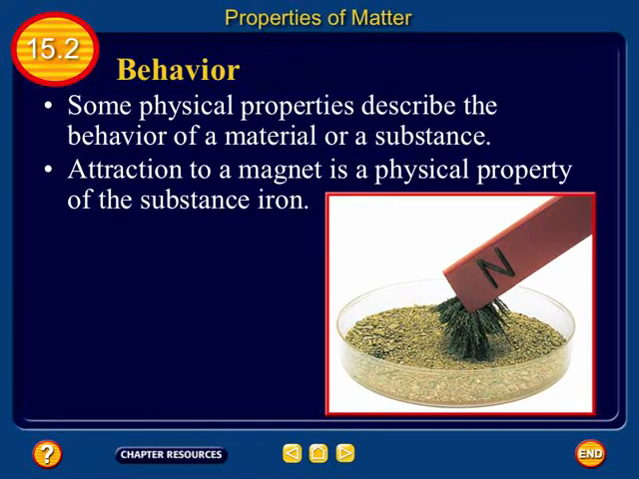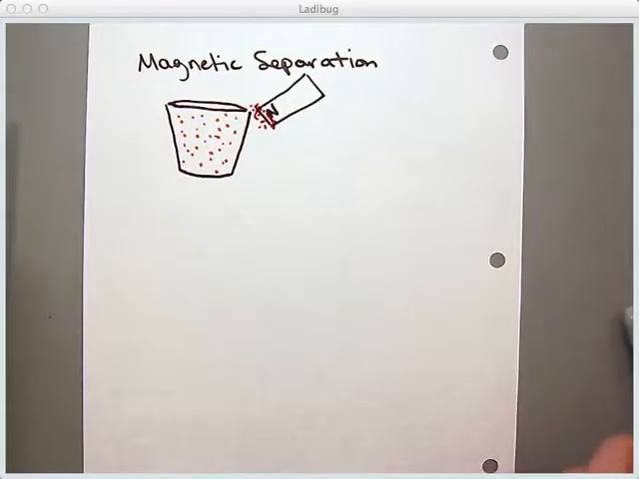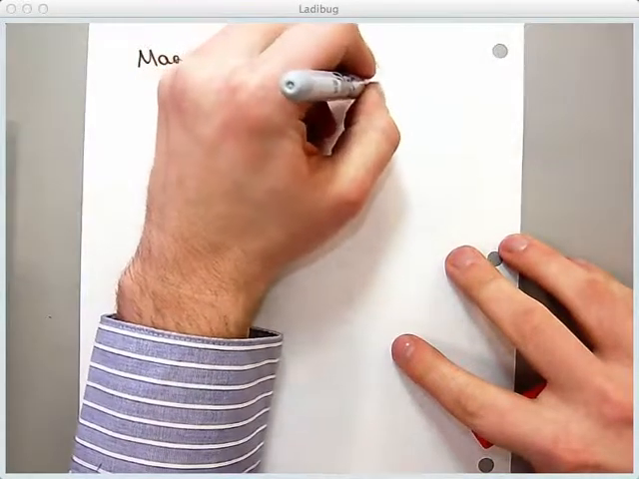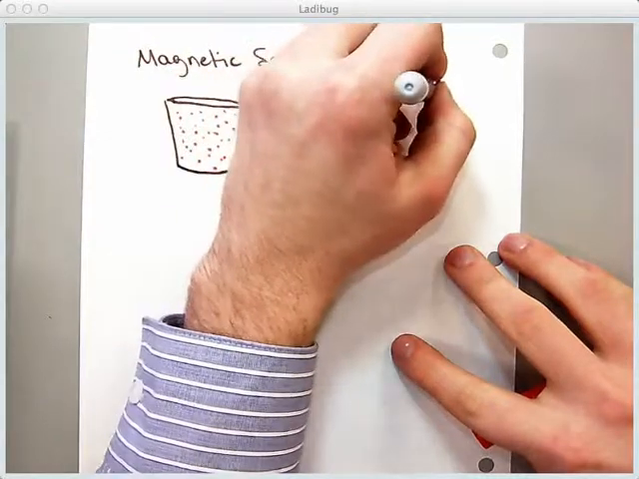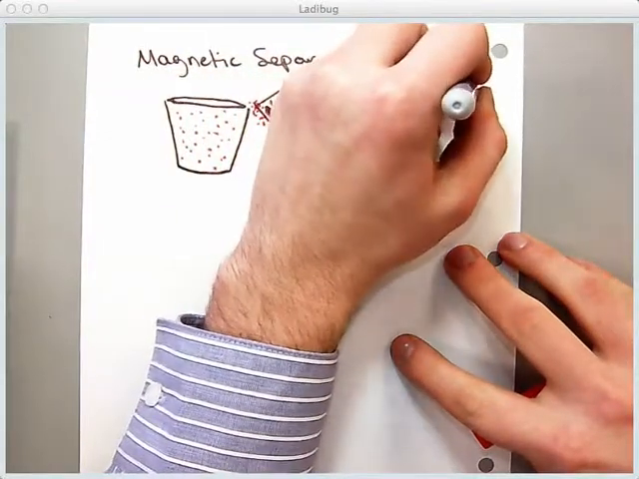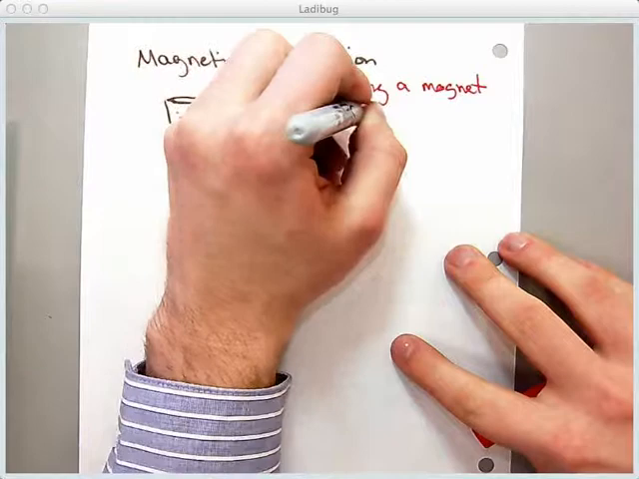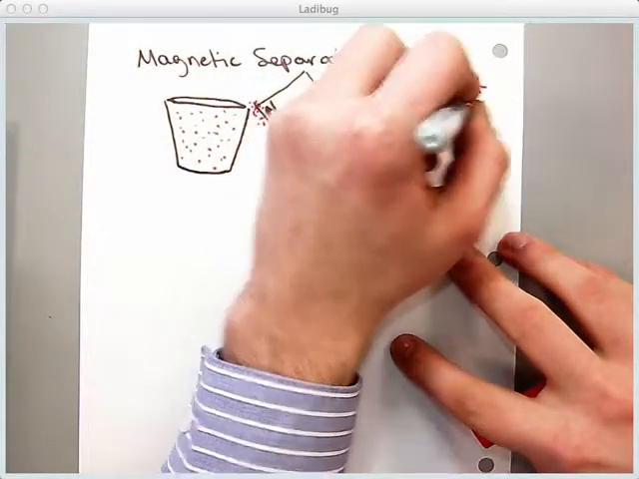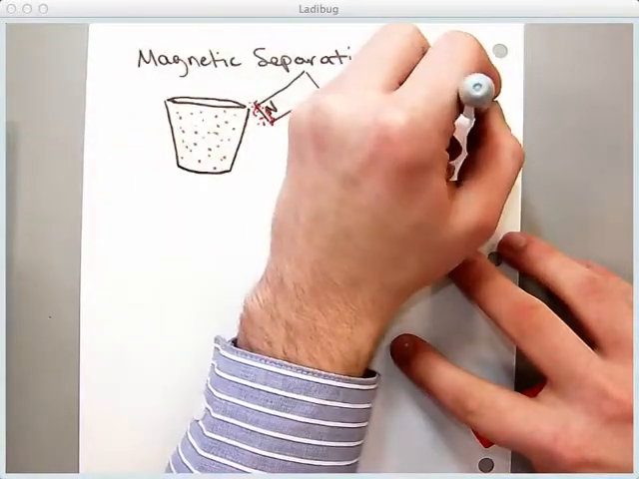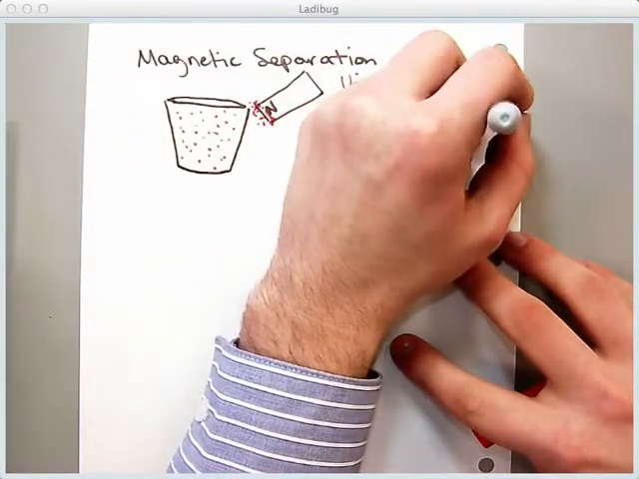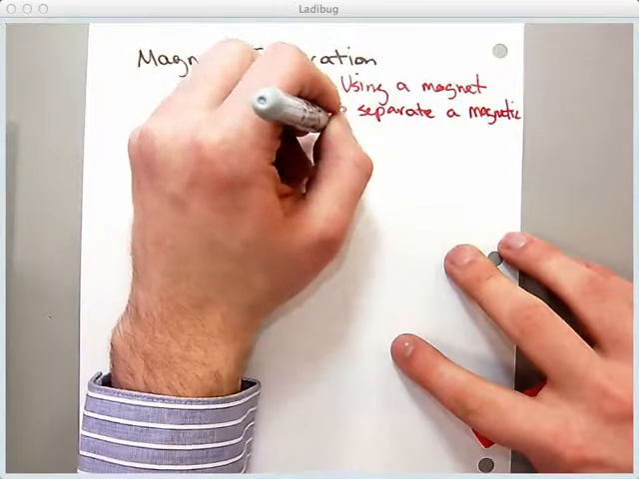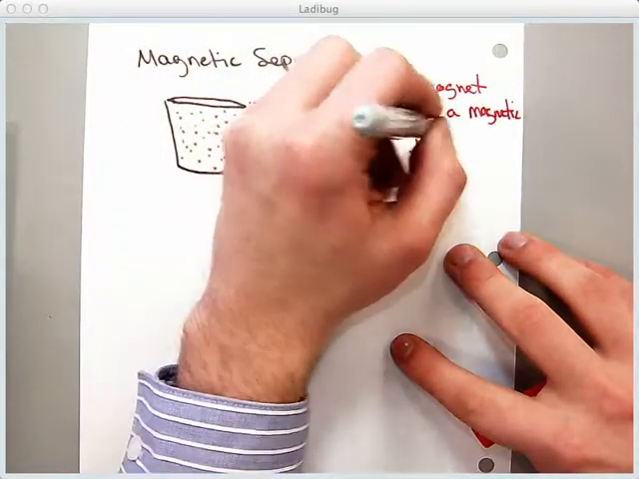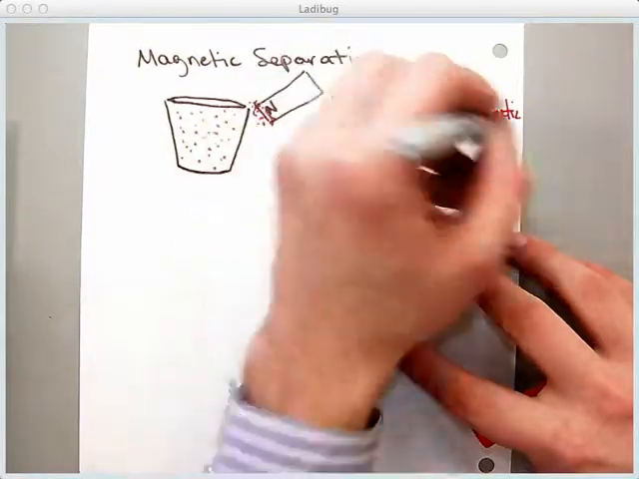Let's define magnetic separation. Magnetic separation is using a magnet to separate a magnetic and non-magnetic material.